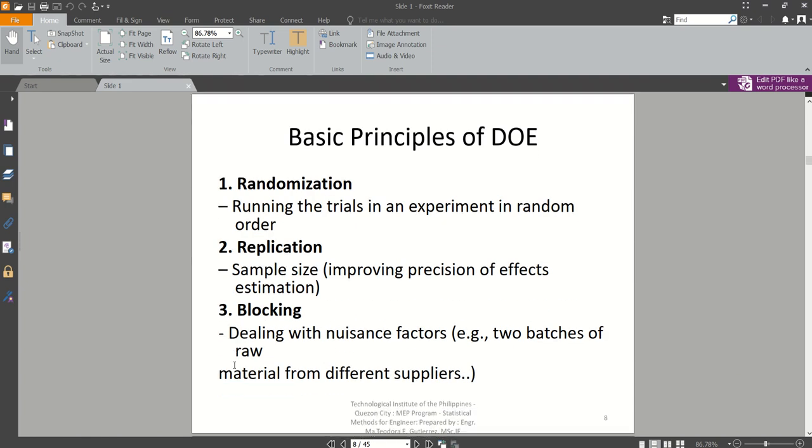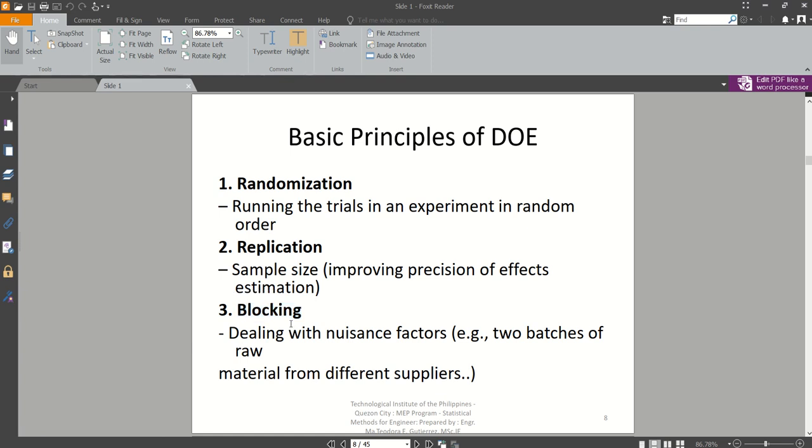So, the basic principles: one, of course, yung pinaka-importante sa stat, randomization. Okay, so we have to do it randomly, running trials in an experiment in random order. Also, one of the important factors in stat is replication: sample size, improving precision. Again, the more sample size that you have, the more robust your analysis. And blocking is more like coherence. Kung naalala nyo last time sa first topic, blocking is like coherence.